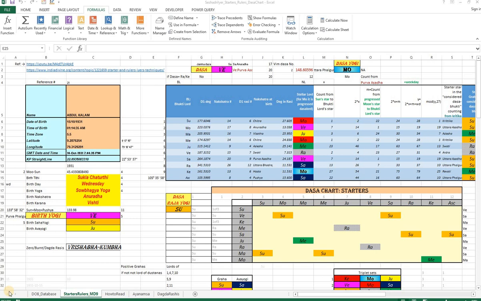Sri Gurubhyo Namaha. In pursuance of a request from one of the viewers of my channel for an Excel workbook to make calculations for the starters and rulers as advocated by the technique of Seshadri Iyer, I am introducing this Excel workbook and illustrating how to use it.